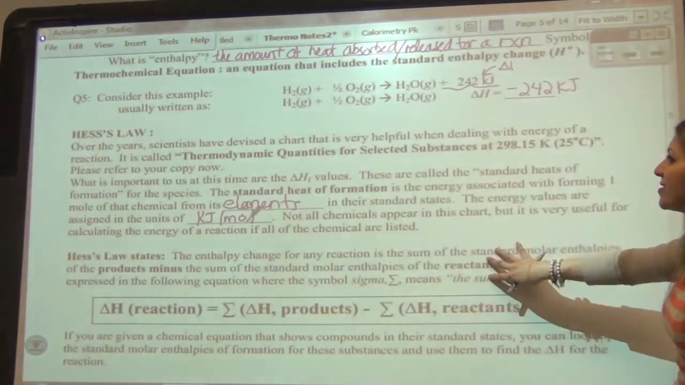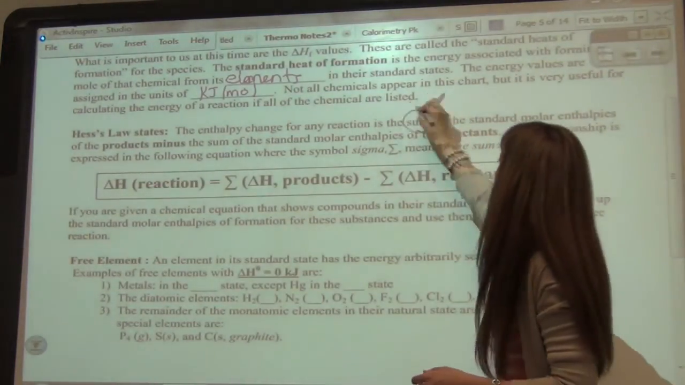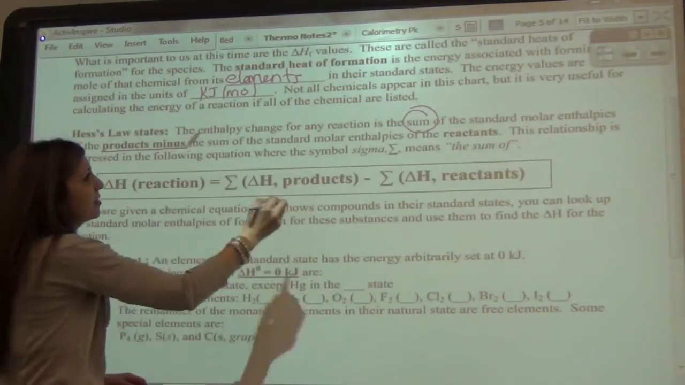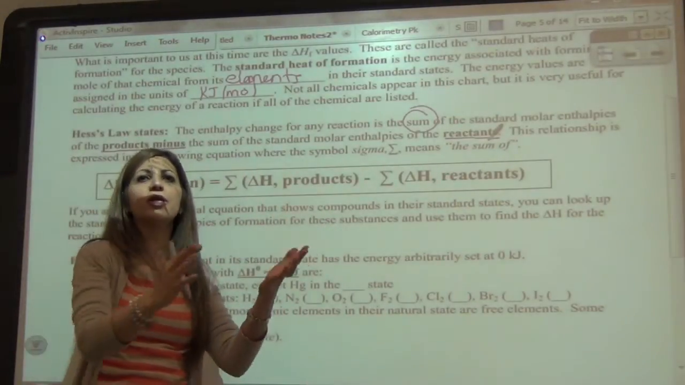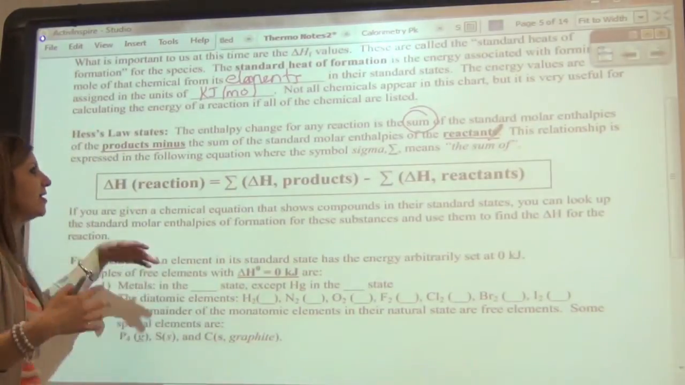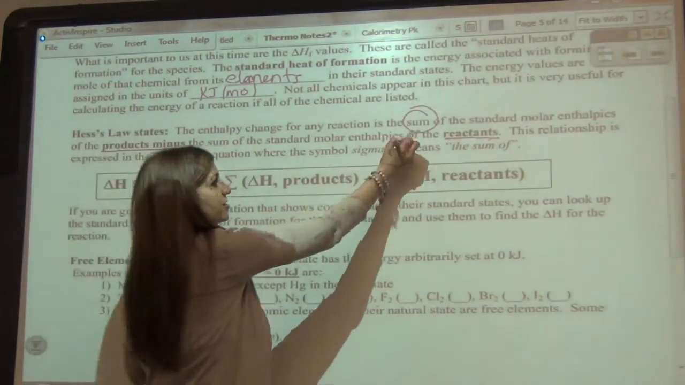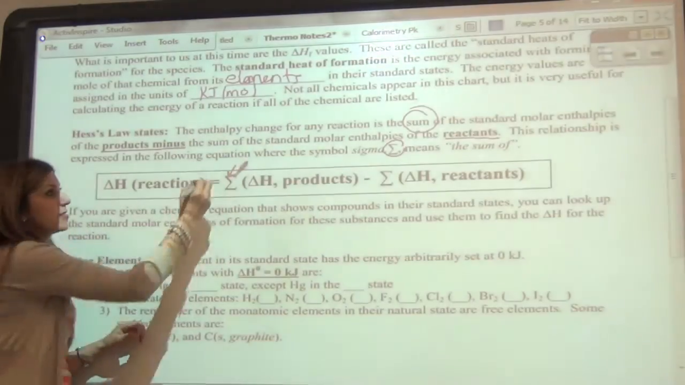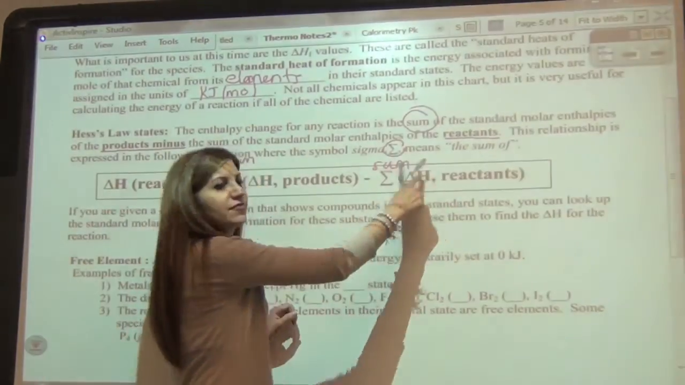So Hess's law states the enthalpy change for any reaction is the sum of the standard molar enthalpies of the products minus the reactants. Just like anytime that you do accounting, you want to know your final minus your initial to figure out what your net gain is. So the relationship is expressed in the following equation with a symbol called sigma, and that means the sum. So this one means what? Sum of the products minus the sum of the reactants.